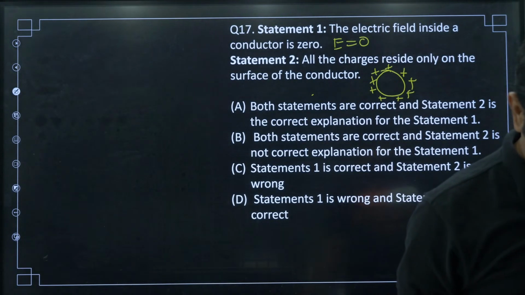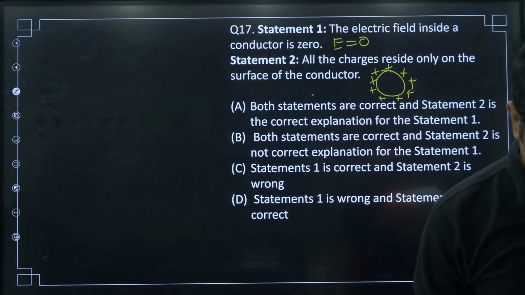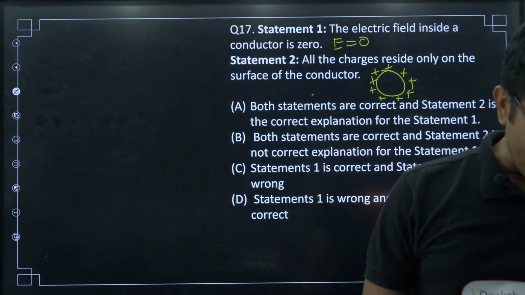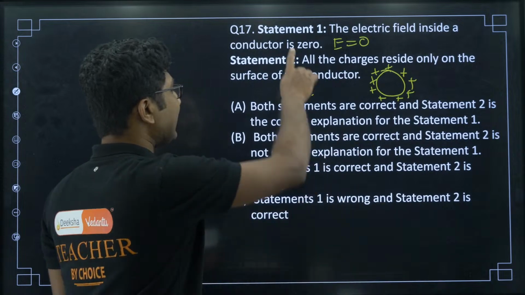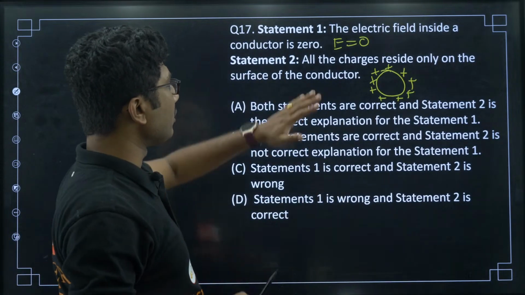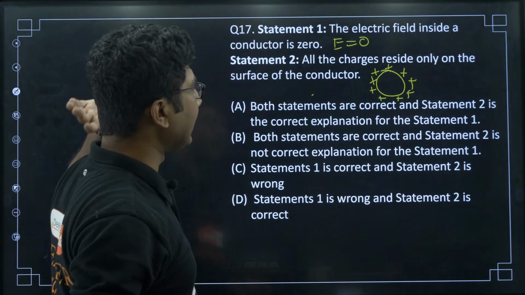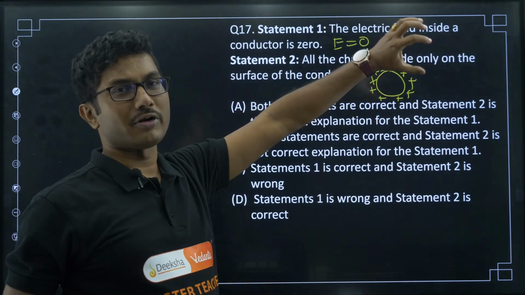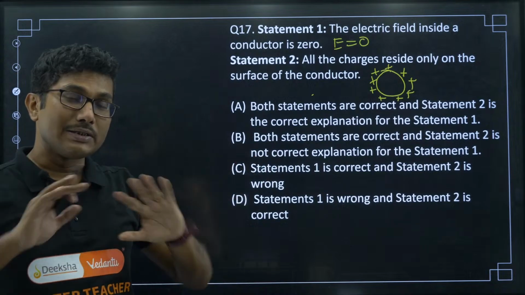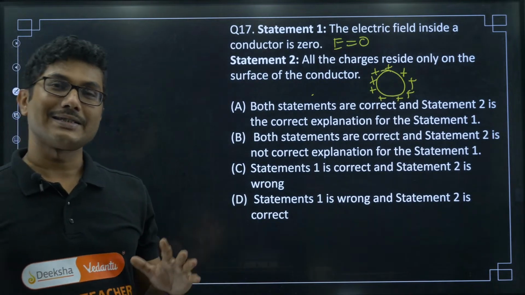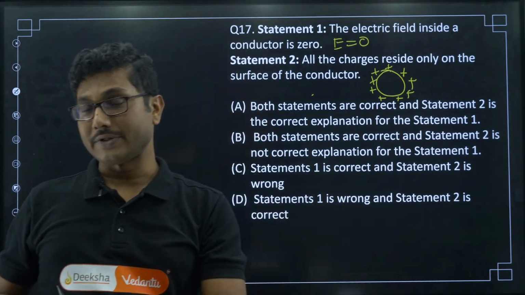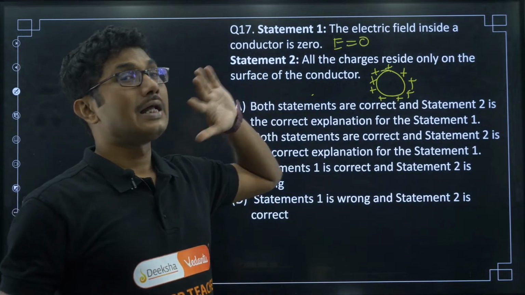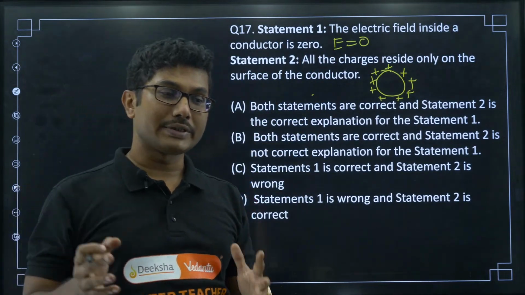17A. Aditya is saying 17C. Why, Aditya? Why 17C? Both statements are correct. Statement 2 is also correct. The charges only reside on the surface of the conductor. If it is an insulator, then charges can stay inside as well, but if it is a conductor, the charges will always stay on the surface.